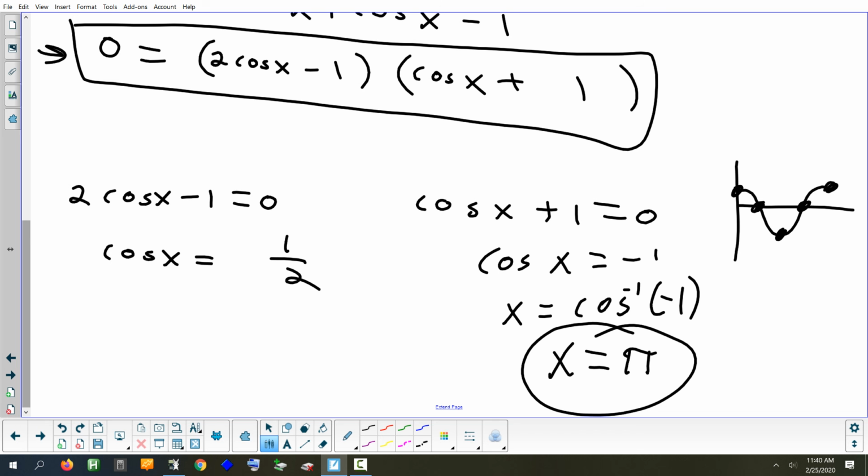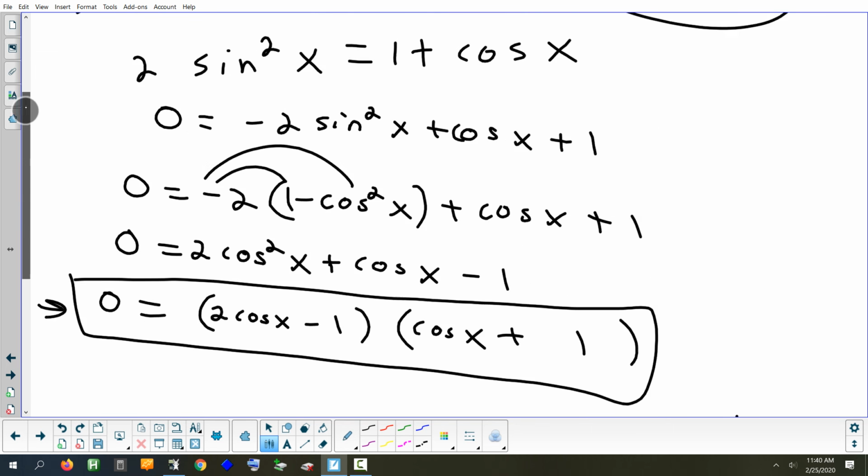But we could at least look at the graph and figure out how many times it's going to hit a half. Draw in a line at a half. How many times does it hit it? Twice. So we are looking for 2 answers. The calculator will give us the first one. So x equals the inverse cosine of a half. All we have to do is type that in.